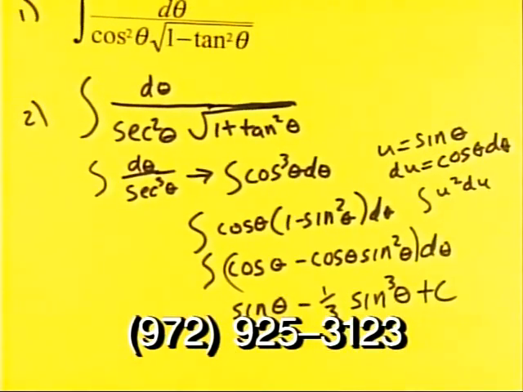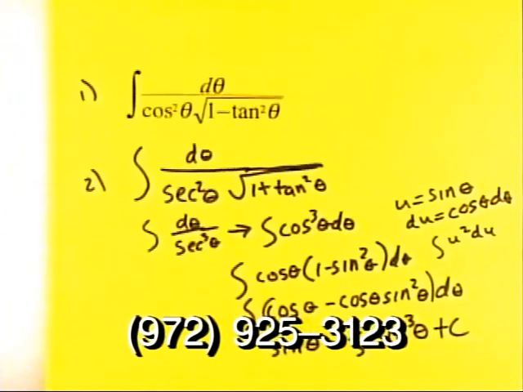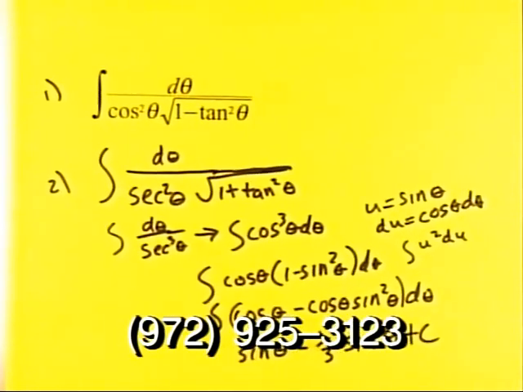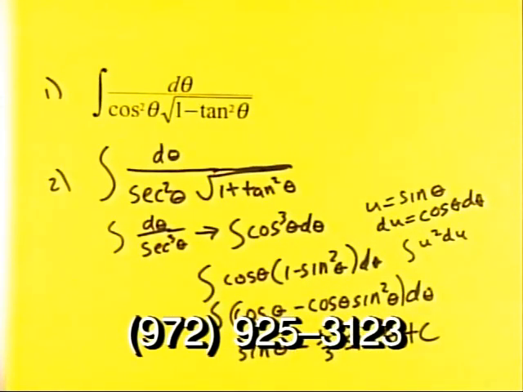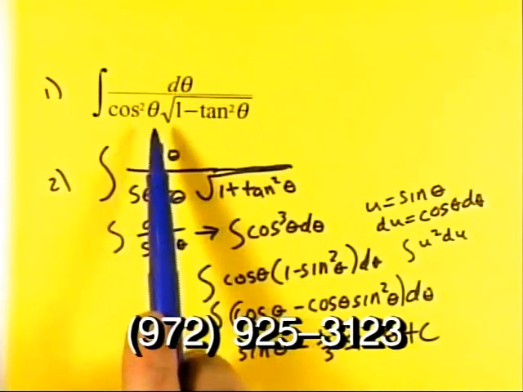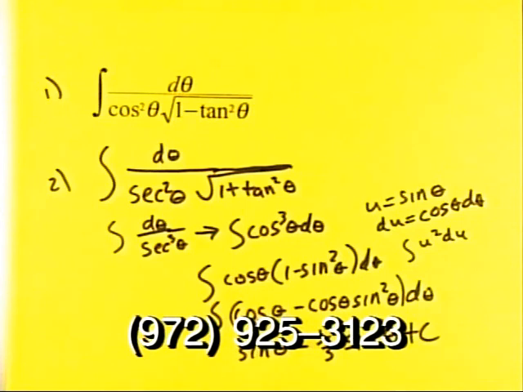Okay, number 1, in order to get the bell. Number 1, 1 minus tangent squared, that would be cosine squared, d theta over cosine squared times the square root of 1 minus tangent squared theta. Don't you mean, I know what I mean. Okay, you changed it to 1 minus tangent squared.